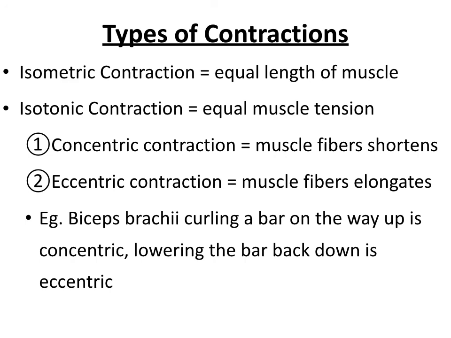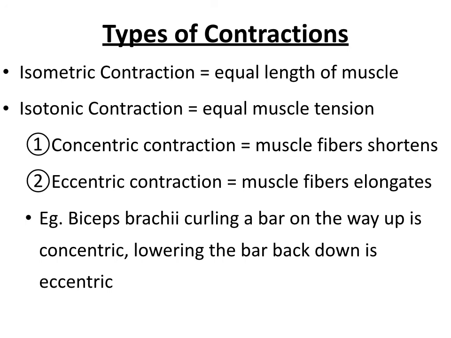Let's say we're pushing up against a wall. If we're pushing a wall and the wall's not moving, our joints aren't moving, our muscle lengths are not changing, that's called isometric contraction. If I push very lightly versus very, very hard, the wall is still not moving, which means my joints aren't moving and the length of my muscle fibers isn't changing. Equal length of the muscle. That's called isometric, even if the tension changes.